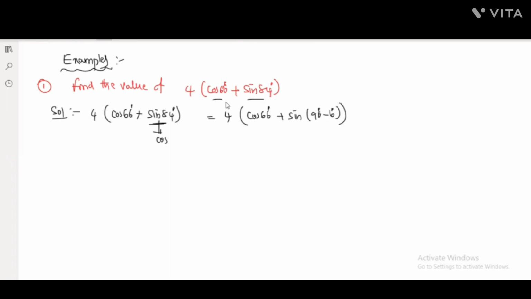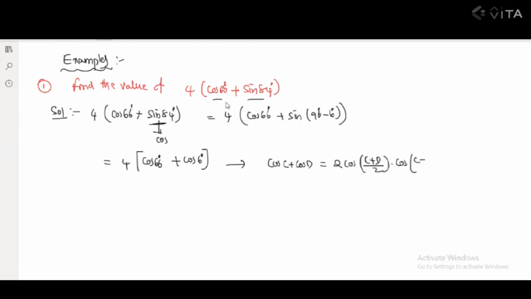90 minus 6 degrees. So we can write this one as 4 into cos 66 degrees plus sine (90 minus theta is cos theta), so cos 6 degrees we will get. Now this is in the form of the cos C plus cos D formula. So what is the cos C plus cos D formula? It is 2 cos (C plus D by 2) into cos (C minus D by 2). So the cos C plus cos D formula is this one.